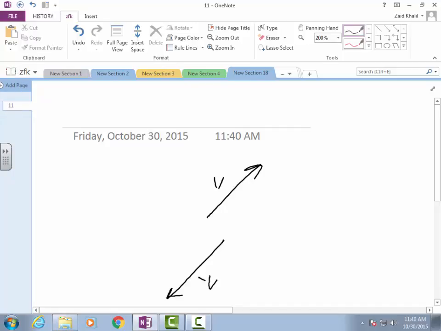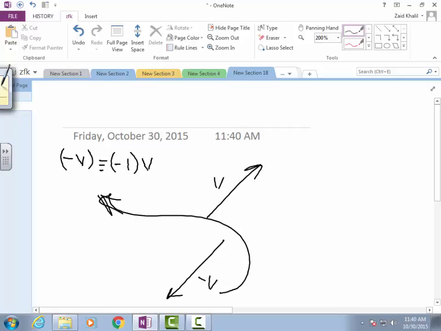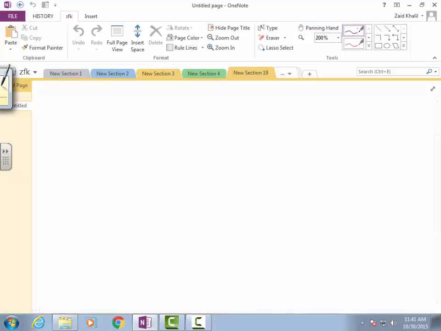All right. So what does this allow us to do then? Notice negative v is defined as negative 1 times v. What does this allow us to do? This allows us to define vector subtraction. In other words, u minus v is defined as u plus negative v.